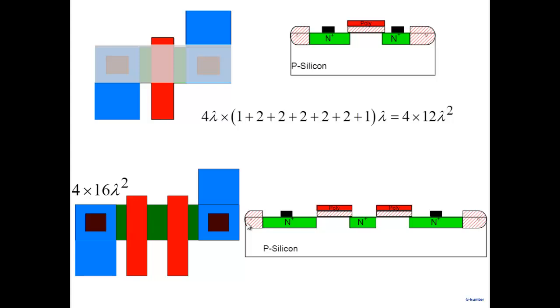You can go forward, and hopefully you'll get this particular number, 4 into 16 lambda square. So that's the transistor area when I'm making 2 transistors in series. Note that it's not scaling as the number of transistors. If the area of one transistor was 4 into 12, the area of the 2 transistors is not simply double of this, it's just 4 into 16.